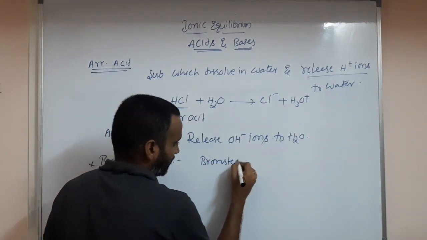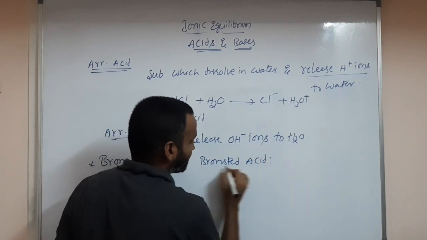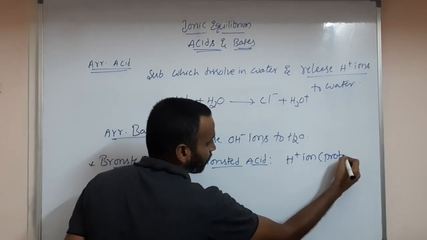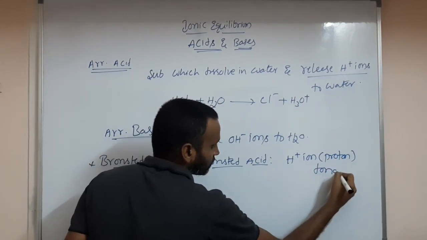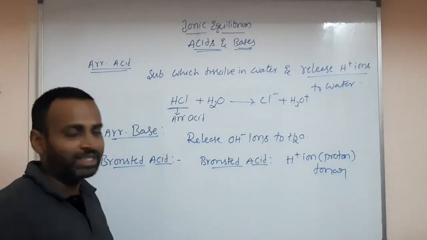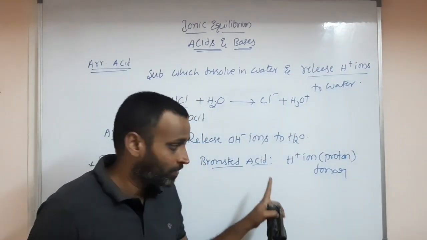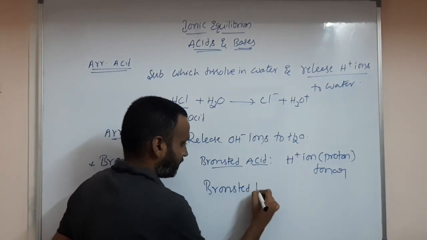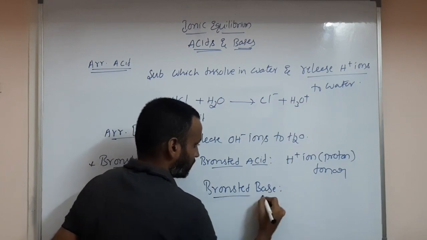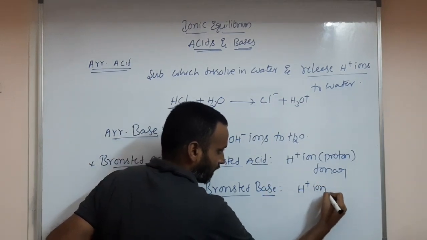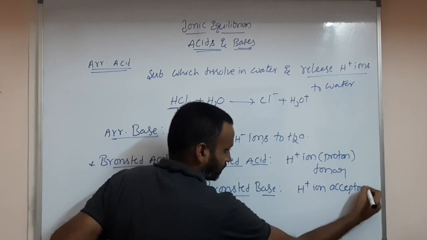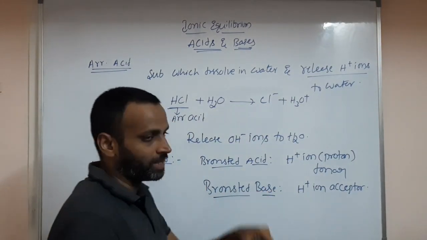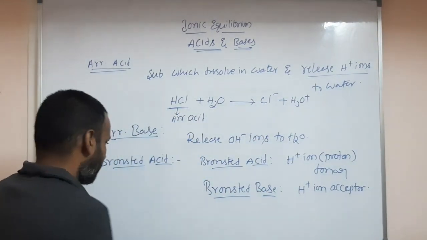Simply, Bronsted acid we call. Bronsted acid means H plus ion, or we call that a proton donor. Proton donor is a Bronsted acid. Remember this. What is this? Proton donor. Okay. What is a Bronsted base? Bronsted base means H plus ion acceptor. H plus ion acceptor is a Bronsted base. Please remember these two.